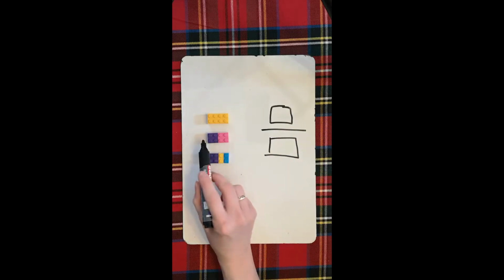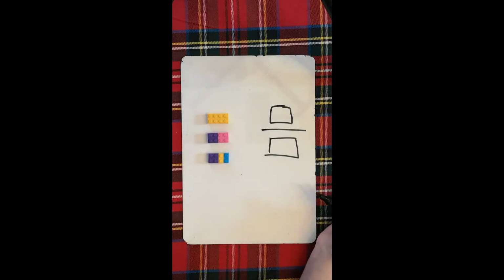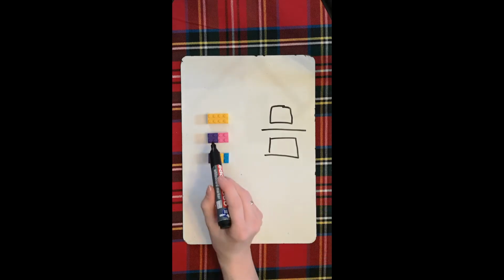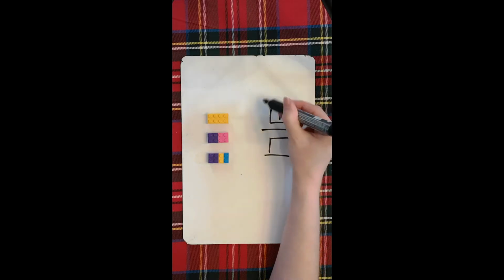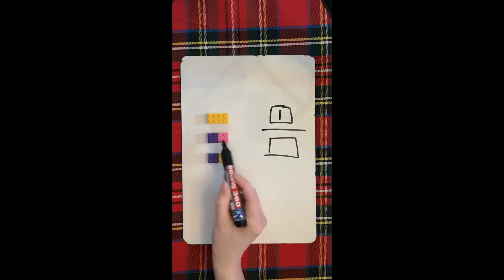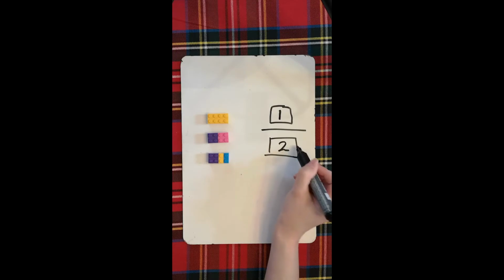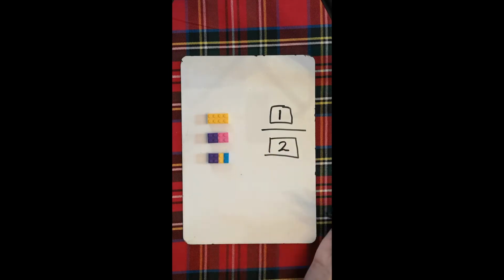So if I wanted to look at this first one and think about how many parts are purple, I can see that one of the parts is purple, so we have one purple part, our numerator, but altogether there are two parts, so 2 goes in our denominator. So we can see from looking at it that half of that top one is purple.